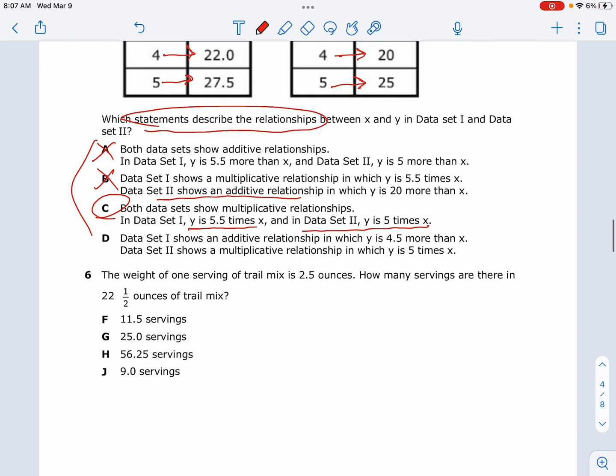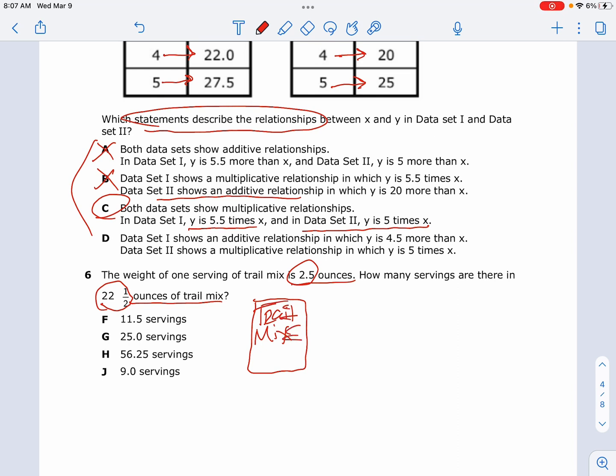Number 6. The weight of one serving of trail mix is 2.5 ounces. How many servings are there in 22.5 ounces of trail mix? Okay, that means I got this whole box of trail mix right here. Here's my trail mix.